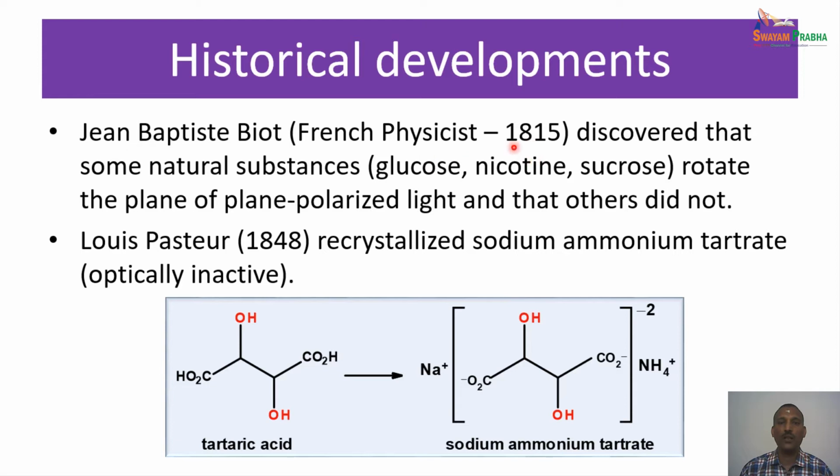In 1815, Jean-Baptiste Biot discovered that some natural substances like glucose, nicotine, and sucrose rotated plane polarized light, and other compounds did not rotate plane polarized light. So this is the first observation by Biot. He first observed that some compounds like glucose, nicotine, sucrose, etc. rotated plane polarized light. We will also see what plane polarized light is very soon.